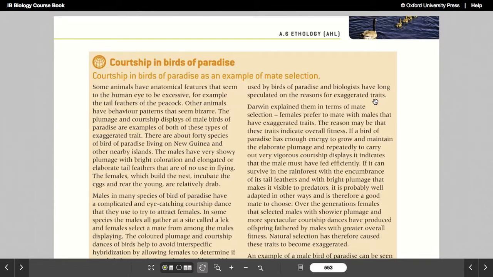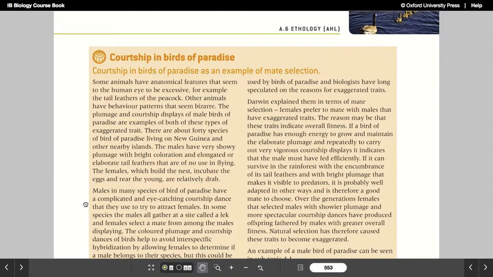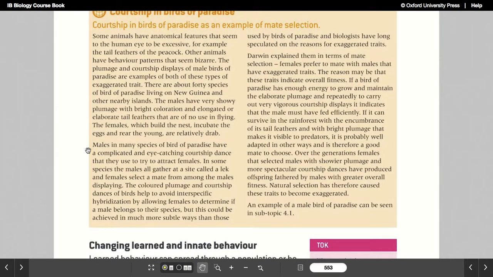So it also works with things like the tail feathers of a peacock, or dances and courtship displays. Birds of paradise live in New Guinea, and the males have very showy plumage, which is their feathers. And the females build the nest, and they are not going to be as showy looking.